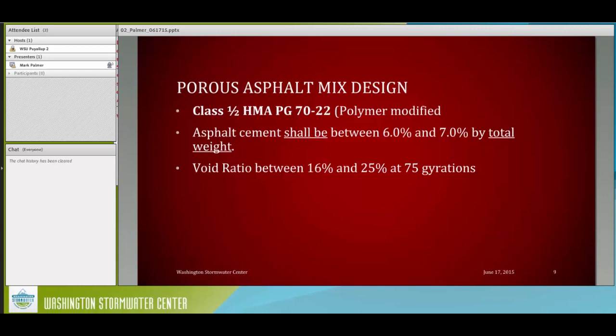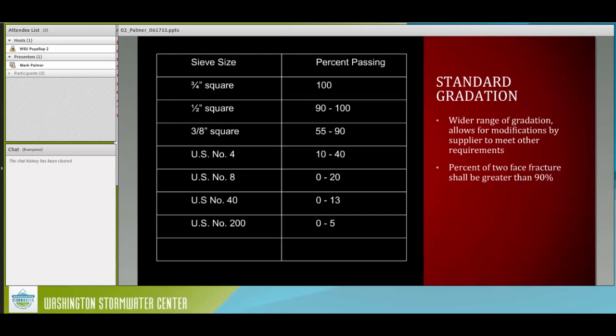The void ratio we're looking for is between 16 and 25% at a 75 gyration compaction effort. Again, that's the void ratio that gives us a free draining material. But again, we want to focus less on that and more on the durability aspects of the porous asphalt pavement.